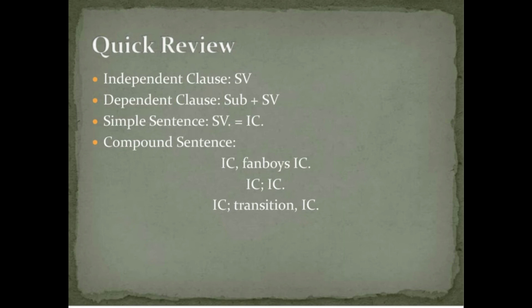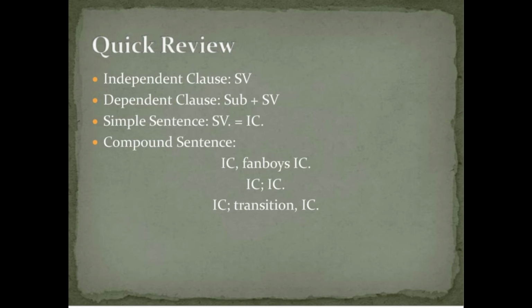An independent clause contains one unit of a subject and a verb. A dependent clause contains a subordinator and a subject and a verb. You can make a sentence with an independent clause, but you cannot make a sentence with just one dependent clause.